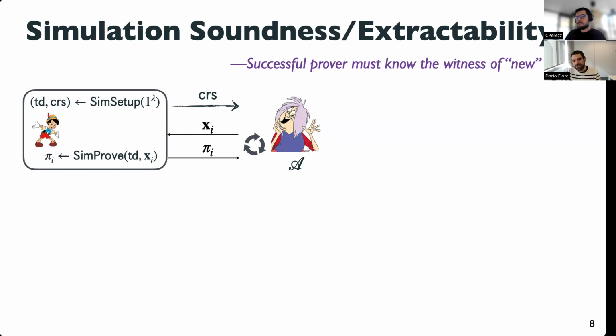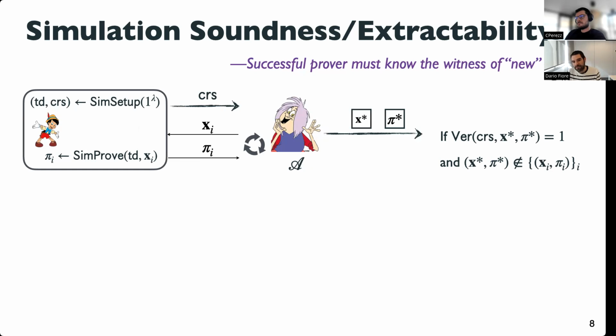Now, after this process is over, the goal of the adversary is to come up with a new statement X star and a proof pi star. And we are going to check that this is valid, so it passes verification, but also that the pair X star, pi star is not in the set of pairs that have been asked and received from the oracle. That's exactly the bookkeeping. More formally, we would accumulate all the pairs Xi, pi i in some set, and you check that X star, pi star is not in this set.